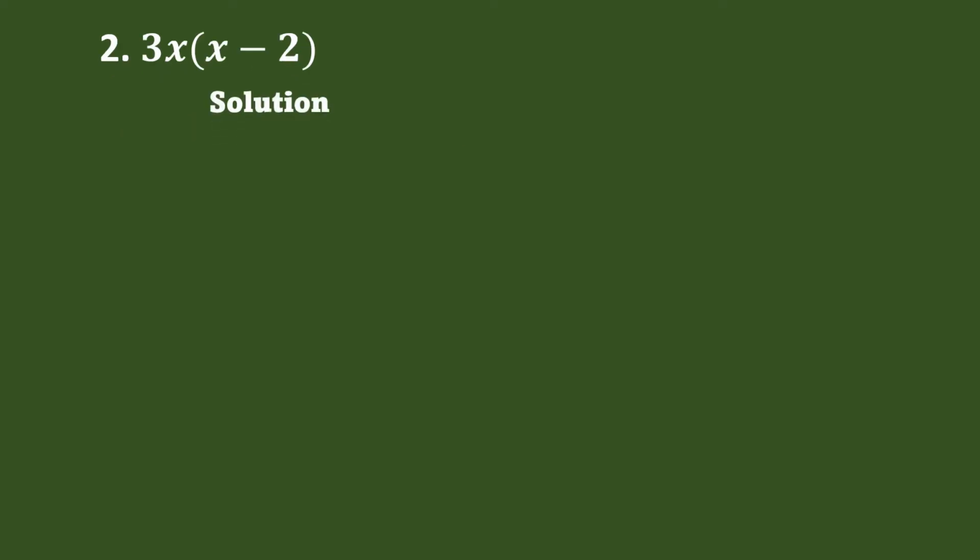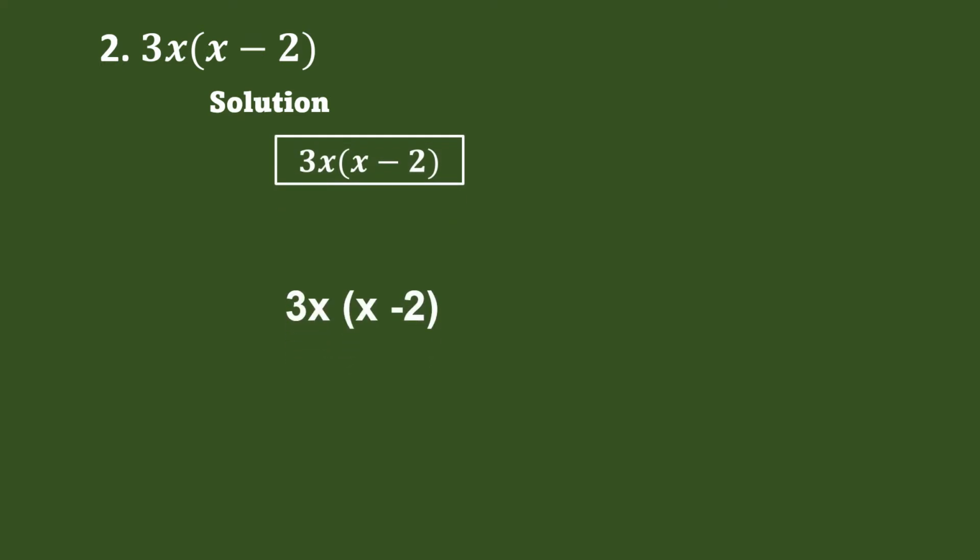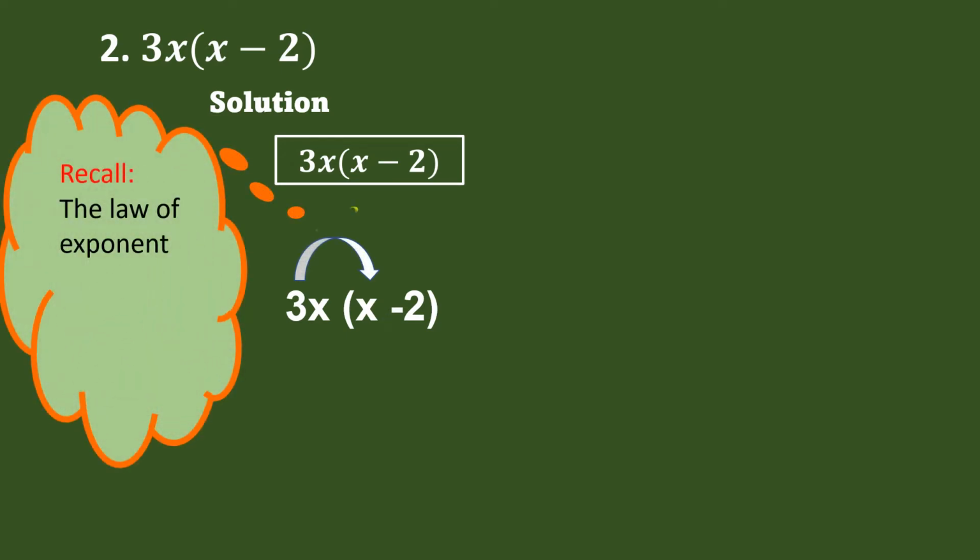Solve 3x times quantity x minus 2. We multiply 3x to the terms inside the parentheses. So 3x times x is equal to 3x squared. Recall the law of exponent. X times x is equal to x to the first power times x to the first power. It could be written as x raised to 1 plus 1, which is equal to x squared.